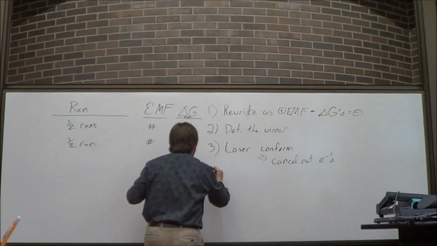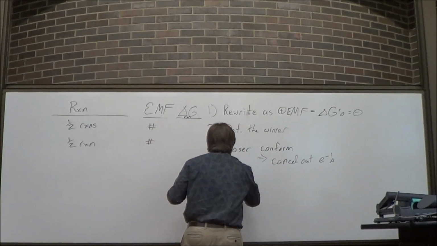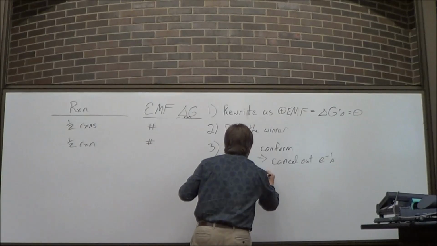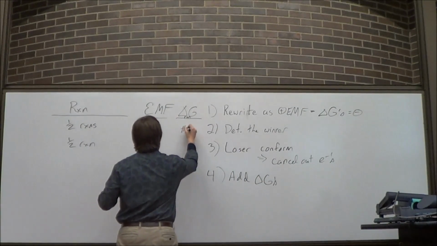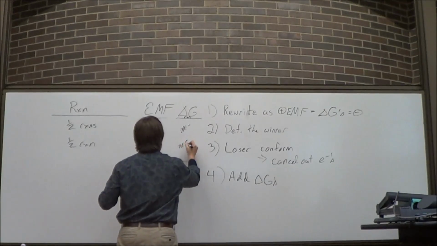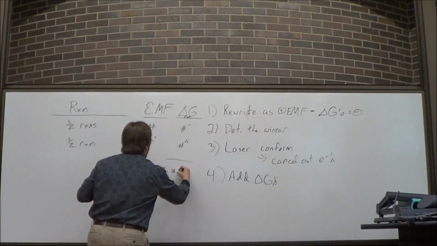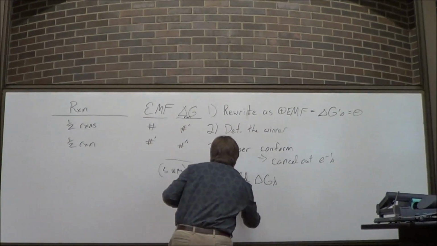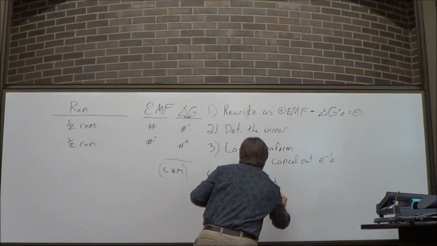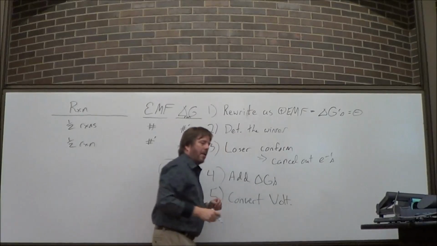Now part B, in our algorithm of what to do, is you add the delta G's, because what I want you to remember is, I'll call this little number prime. So you sum them, and then you convert to the voltage of the cell.